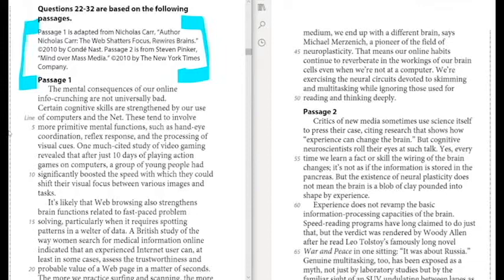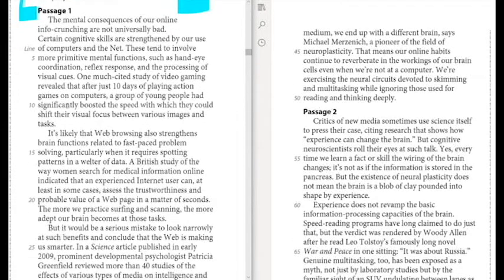So the introduction says, Passage 1 is adapted from Nicholas Carr, "The Web Shatters Focus, Rewires Brains." Passage 2 is from Steven Pinker, "Mind Over Mass Media." So one thing I know looking at the introduction is that passage 1 is very anti the web. It says that it shatters focus. It's against the effect that the web is having on our brains. So let's go ahead and start reading, skipping as many words as possible.